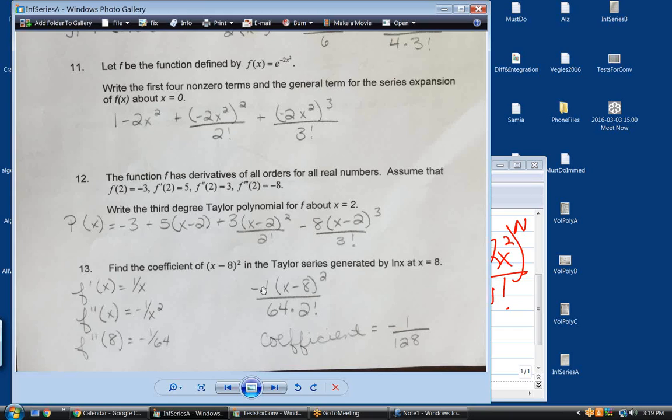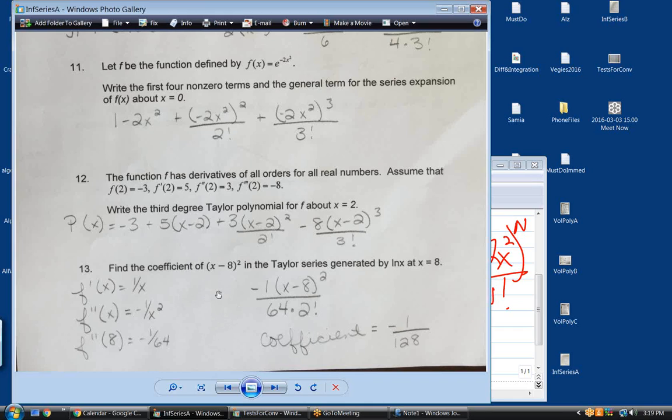And the coefficient of that term, that's x minus 8 squared, has a 2 factorial on it. Well, there's your minus 1/64th. So the coefficient is, in effect, minus 1 over 128. Okay. It's not too hard. No, she's taken some shortcuts here, which, good for her. She didn't want to give you all the answers.